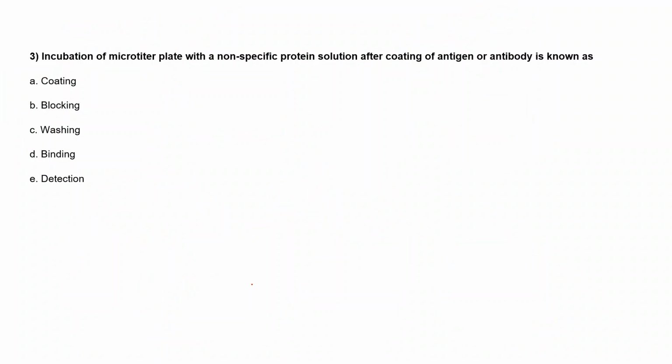Now moving to the third question. Incubation of microtiter plate with a non-specific protein solution after coating with antigen or antibody is known as: option A is coating, option B is blocking, option C is washing, option D is binding, and option E is detection.